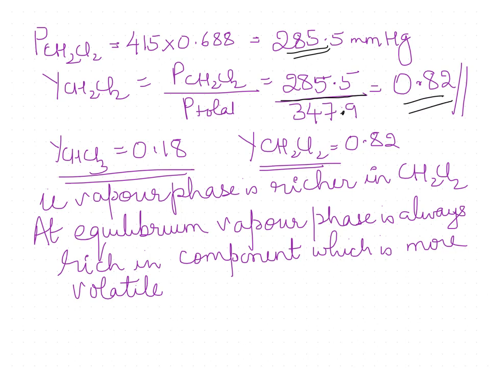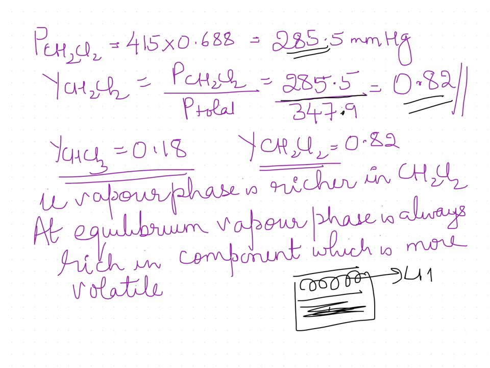So see, now we have got all the things, the composition in the vapor phase. So what is the composition of chloroform in the vapor phase? That means when we are taking this solution of these two components and when they are forming vapors, in this vapor how much of chloroform is there? That is what we have got. YCHCl3 is equal to 0.18. In the solution it is X, but in the vapor form it is Y. So we have got YCHCl3 is equal to 0.18 and YCH2Cl2 is equal to 0.82.